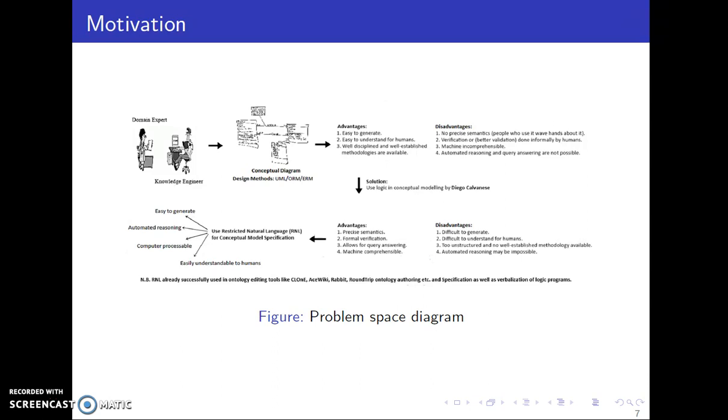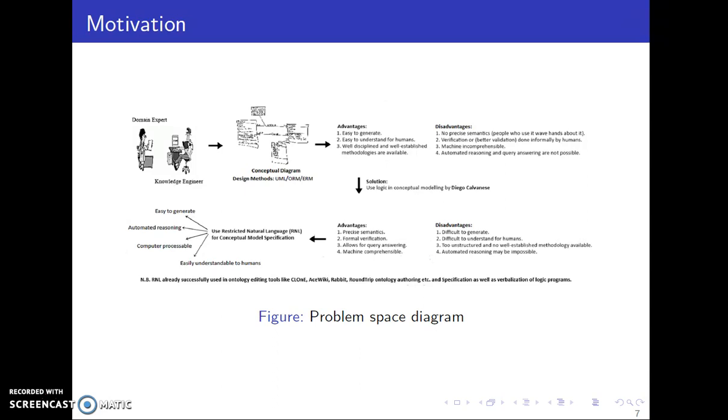easy to generate, easy to understand for humans, well disciplined and well established methodologies are available. The disadvantages are no precise semantics, people who use it wave hands about it, verification or validation done informally by humans, machine incomprehensible, automated reasoning and query answering are not possible.